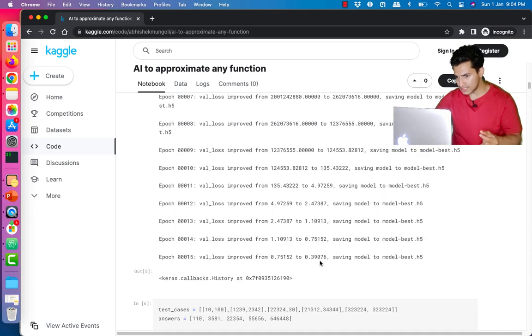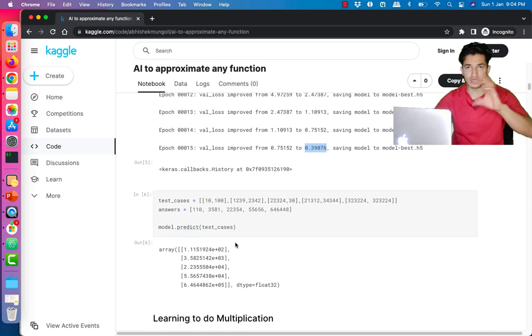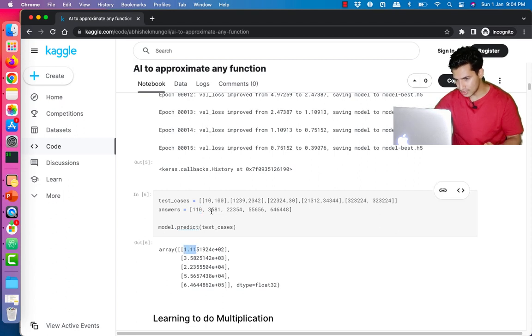Once we have provided the training data, it starts training, and you can see the loss is reducing. Over just 15 epochs, the loss has become close to zero. We now test on some new unseen data, 10 plus 100. The actual output should have been 110, and it has learned it to be 111. So these two numbers, 3581, 3582. It has approximately learned how to add two numbers given any new input we provide.